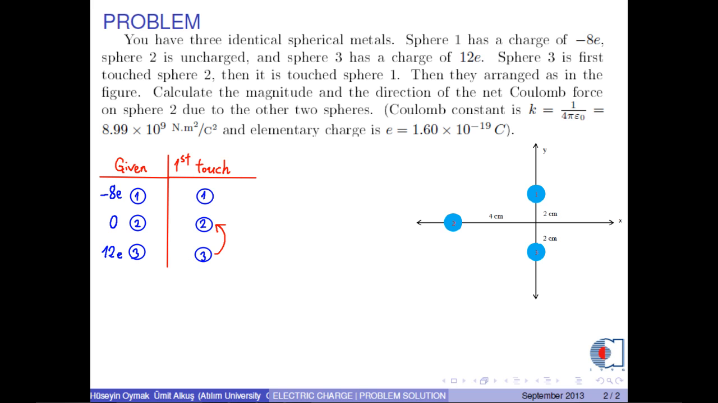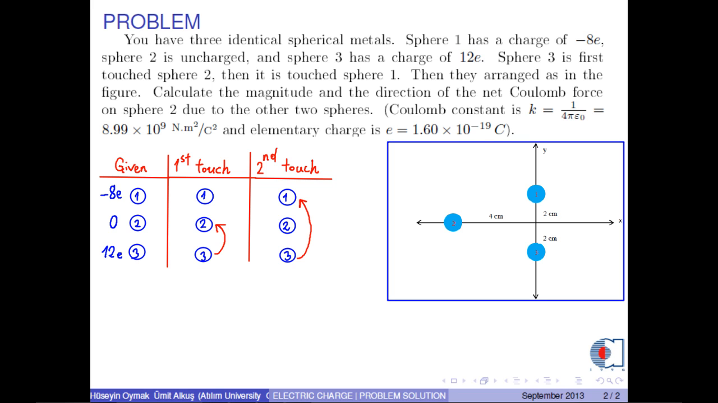Sphere 3 first touches sphere 2, then it touches sphere 1. Then they are arranged as in the figure. Calculate the magnitude and direction of the net Coulomb force on sphere 2 due to the other two spheres.